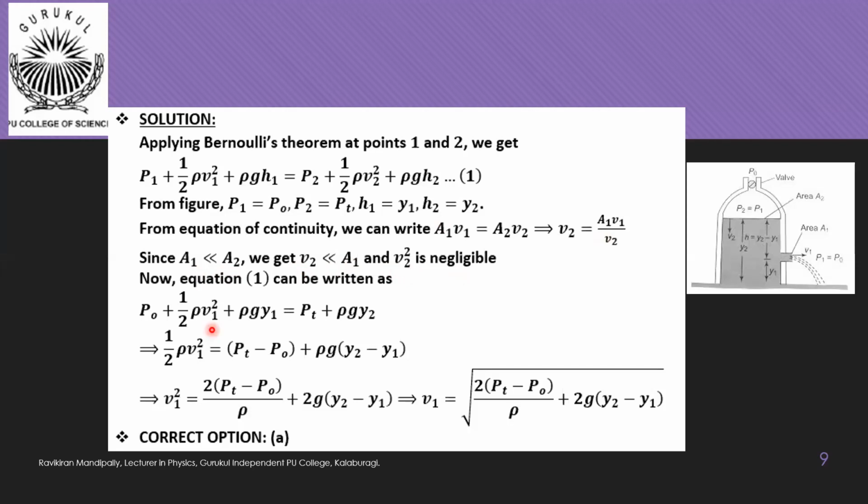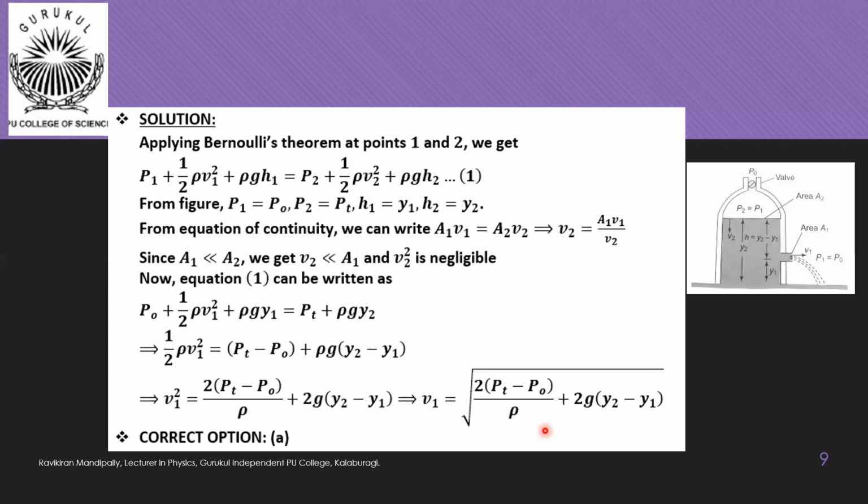Then this equation can be written as P0 plus half rho V1 square plus rho g y1 is equal to Pt plus rho g y2. And here we want the expression for V1. So half rho V1 square is equal to Pt minus P0 plus rho g into y2 minus y1. So V1 square is equal to 2 into Pt minus P0 divided by rho plus 2g into y2 minus y1. And taking square root on either side, we get V1 is equal to root of 2 into Pt minus P0 by rho plus 2g into y2 minus y1.